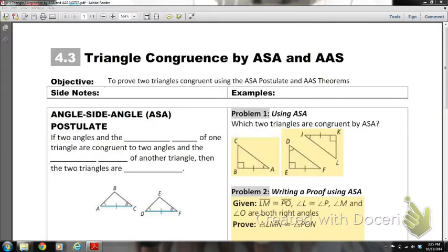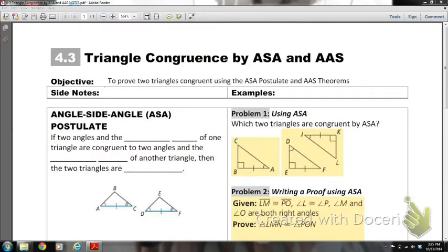In the second lesson, you learned that you could use just the three sides for side-side-side, or you could use two sides and an included angle for side-angle-side to prove triangle congruence. So we're going to add two more postulates and theorems in this lesson.